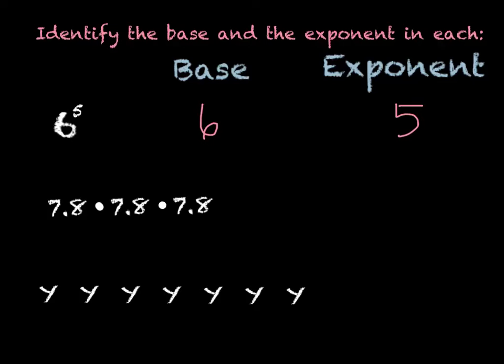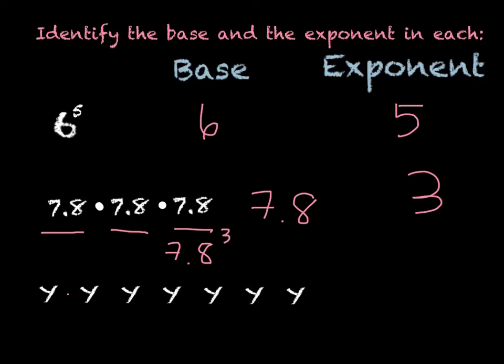In the second example, 7.8 times 7.8 times 7.8, we never see an exponent, but we have to think about what it means to have an exponent. An exponent, if you remember back, tells us how many times we should multiply a number together. So since we have 7.8 3 different times, our exponent's going to be 3. Our base is that number that gets repeated over and over again, so it's going to be 7.8. We could have written this expression as 7.8 to the 3rd power. We can have decimals or fractions or any type of number as our base number.